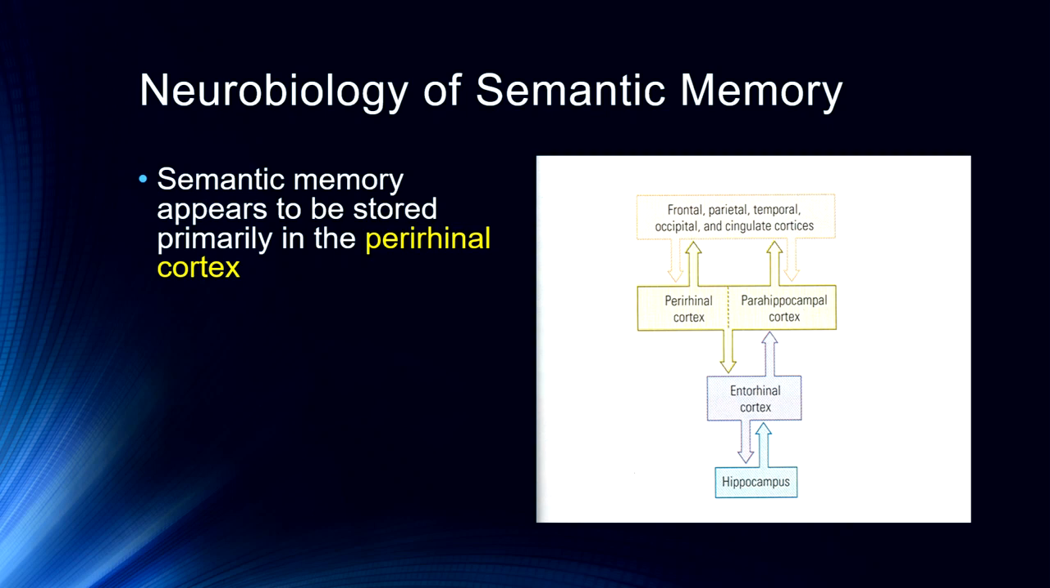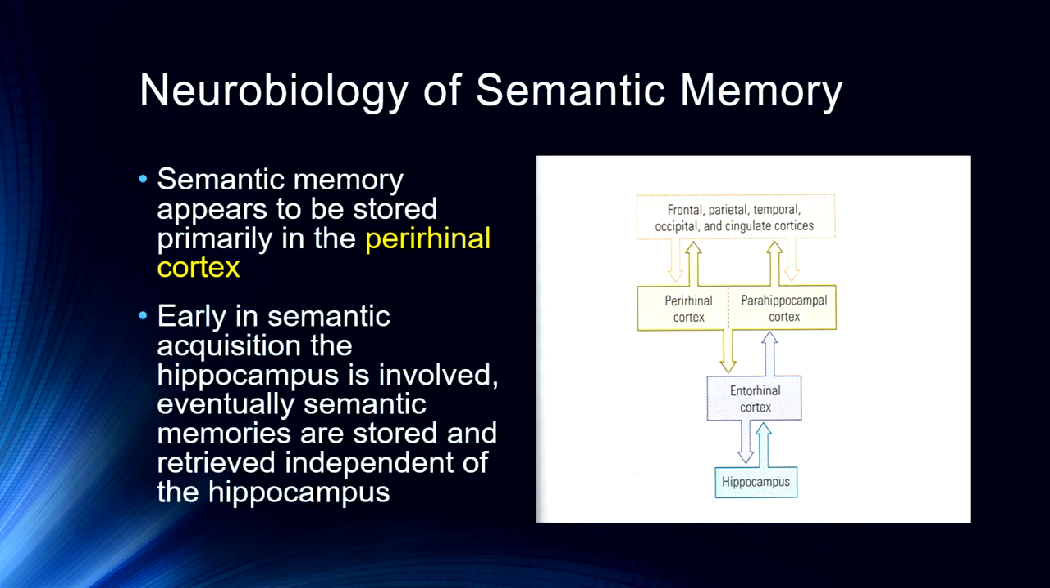So early on in learning, you can see these reciprocal connections between perirhinal cortex and entorhinal cortex and the hippocampus, as well as the parahippocampal cortex. As we start developing a more advanced understanding of memory, we believe that the parahippocampal cortex is more involved in those episodic memories, where the perirhinal cortex is more involved in semantic memories. And so early in semantic acquisition, the hippocampus is involved. Eventually, semantic memories are stored and retrieved independent of the hippocampus. And so that perirhinal cortex to frontal, parietal, etc., connection is how we get retrieval of semantic information.